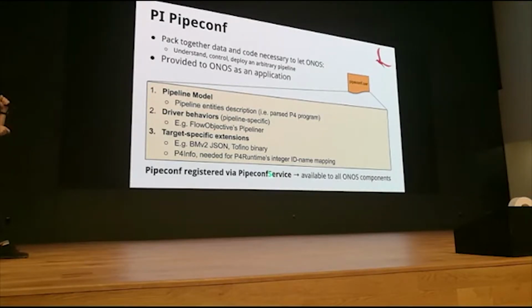And the pipeconf also contains the target-specific extensions, which are all those files and information that you need to deploy the P4 program to the device, like for example the BMv2 JSON, the Tofino binary, and the P4Info.